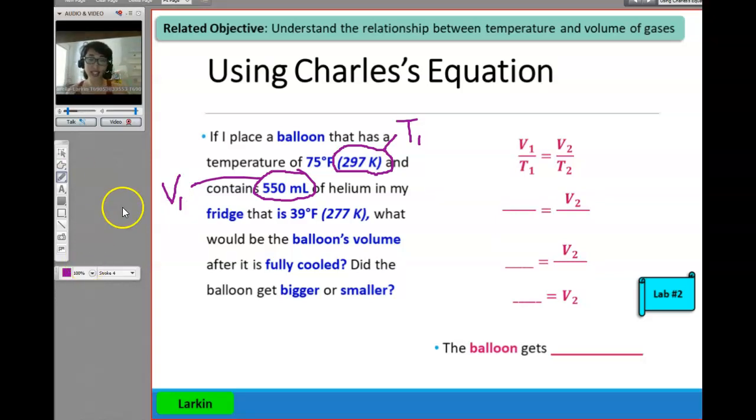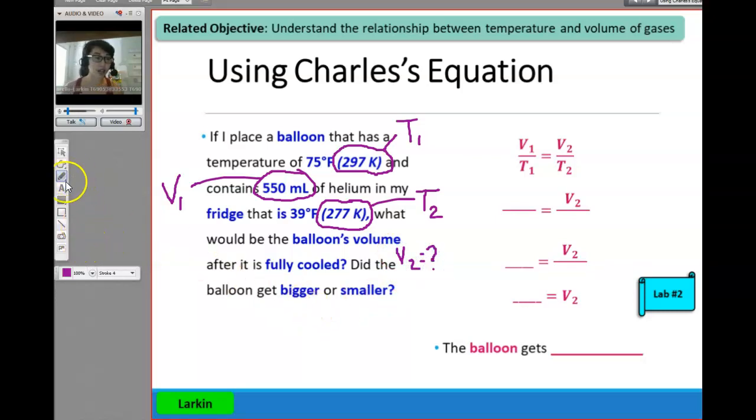Now, once I stick the balloon into my fridge, my fridge has a temperature of about 39 degrees Fahrenheit or 277 Kelvin. And so that, again, is that a temperature or a volume? Definitely a temperature, and specifically which temperature? T1, T2? Yep, this one is going to be T2 because this is the temperature after it's changed and put in the fridge. And again, we want to use Kelvin. Now, the balloon's volume after it's fully cooled, that's what we're trying to figure out. That's going to be our V2, and that's our question mark.